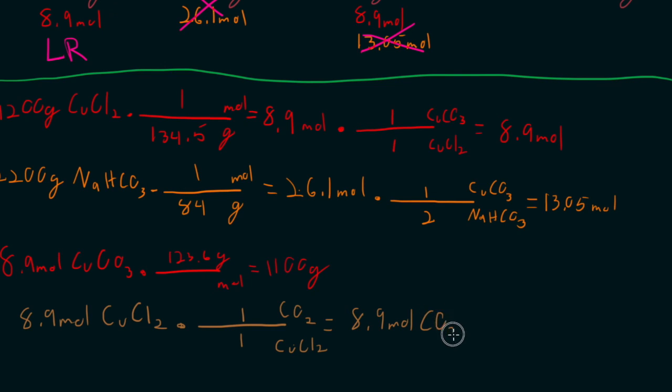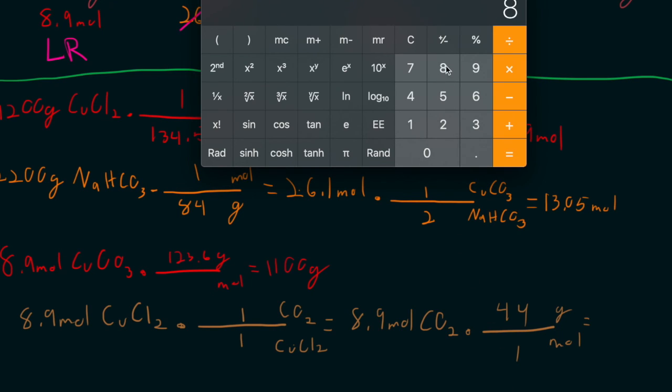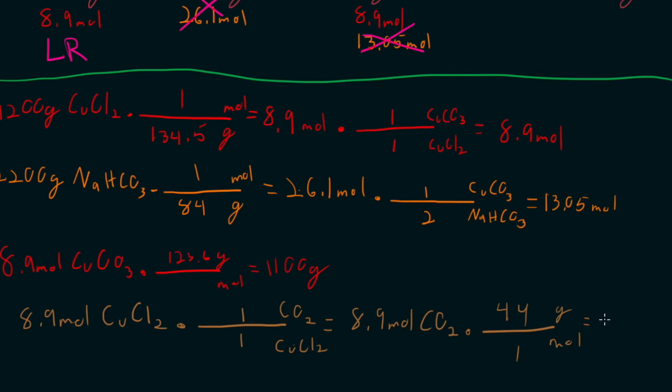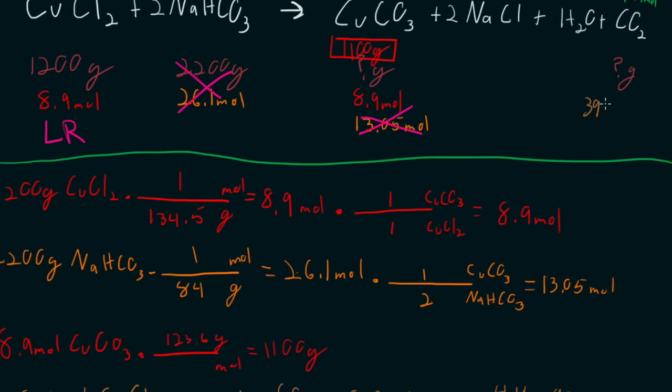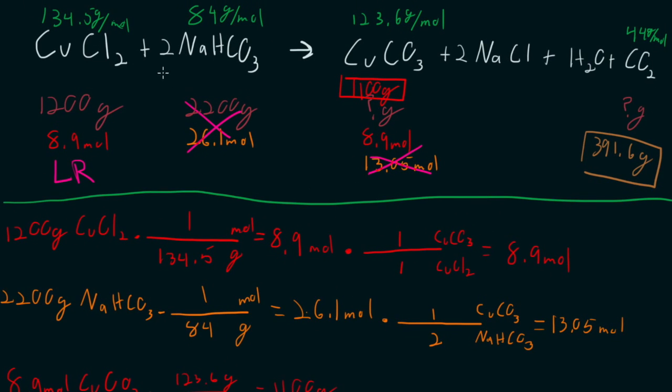of CO2. And now I can calculate the grams of CO2. I just do that right away. I'm going to go from moles to grams. It's going to be 44 over 1. And so 8.9 times 44. It's going to give me 391.6 grams. So I'm going to make 391.6 grams of CO2. So there's both answers. So now we should know how to calculate a limiting reactant in order to find the grams of any number of products for any reaction.